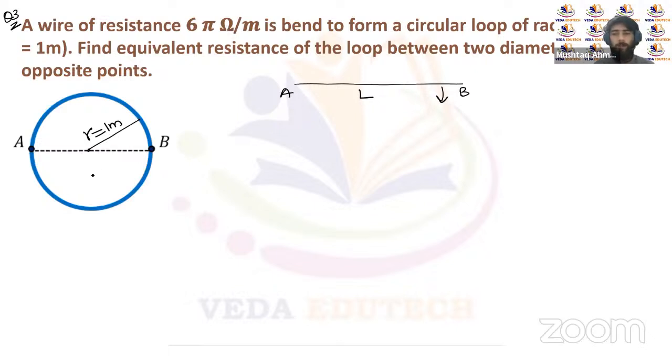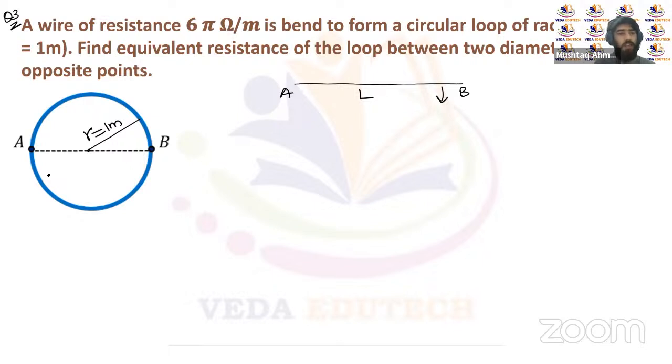That's equal to 1 meter, right? And the question is to find the equivalent resistance of the loop between diametrically opposite points. So diametrically opposite points for this circular loop are the 2 points A and B, and about these 2 points we have to find the effective resistance or the equivalent resistance for this circular loop of wire, right?